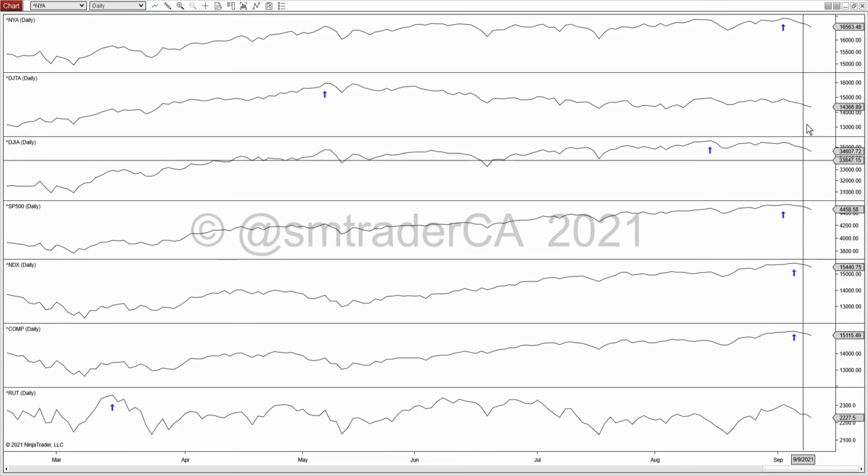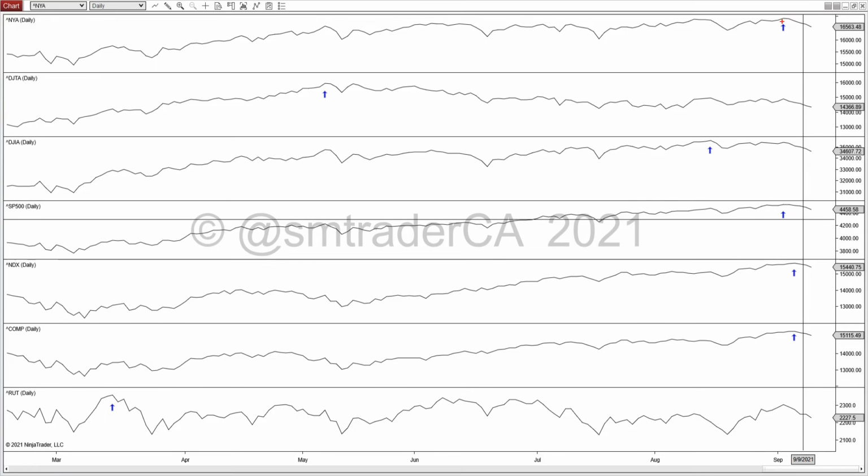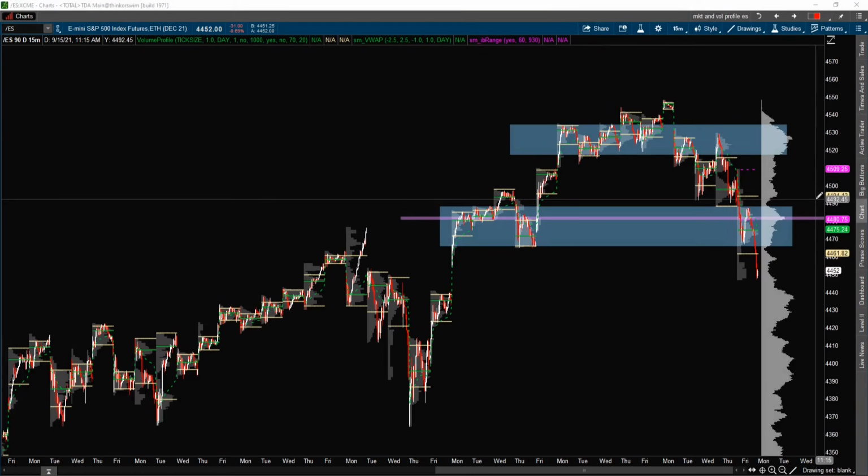On this index chart here, we're essentially looking at all the major market indexes, and last week only the NASDAQ 100 and the NASDAQ Composite closed with a new all-time closing high on Tuesday. All the other indexes did not close with a new all-time high. Now let's take a look at the E-mini S&P 500 future, the ES, to see what it is telling us to keep an eye out for.